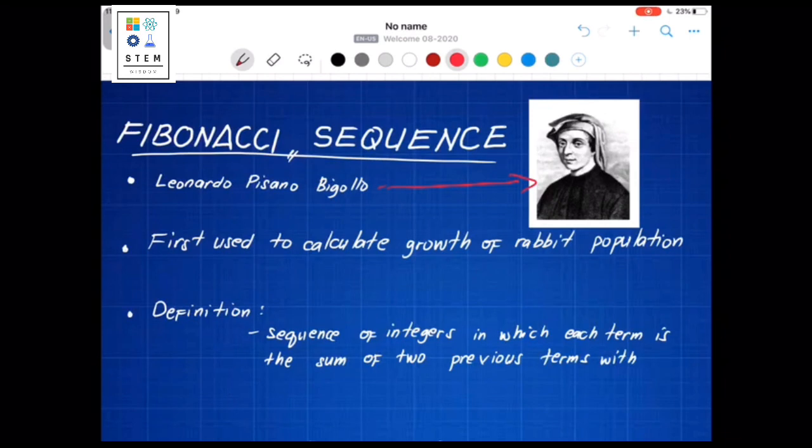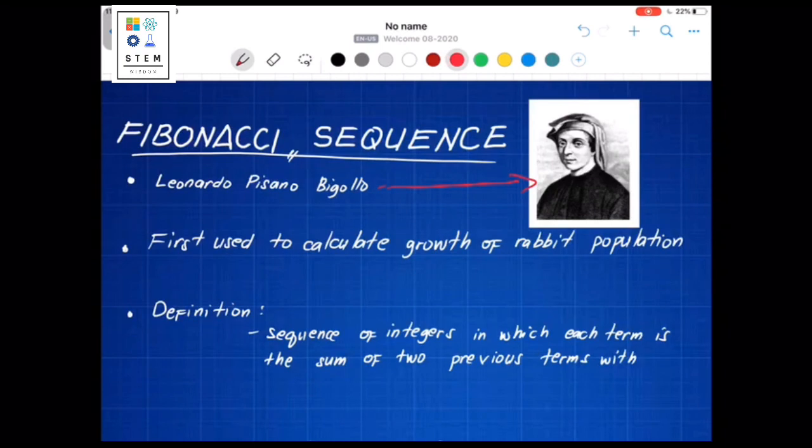Okay, ginamit niya to sa pag-calculate ng growth ng rabbit population. So, inassume niya na yung growth of rabbit population ay nagpa-follow sa sequence na ito. So, inassume niya lang, although hindi yun yung actual na nangyayari.